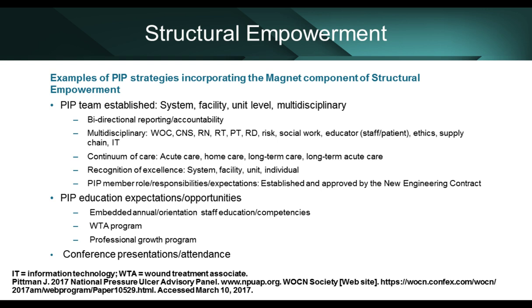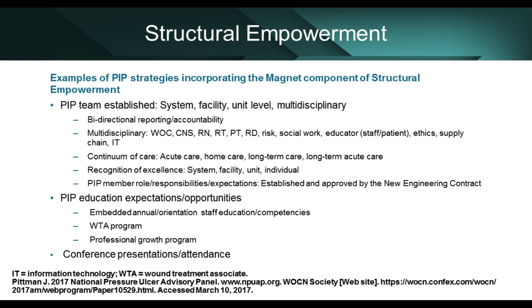So the second element of an effective pressure injury prevention program is structural empowerment, is incorporating that into your program. So as Magnet defines structural empowerment as the conditions under which care is provided, it encompasses organizational, human, environmental, and physical resources. Policies, procedures, systems, and programs are part of this structure. Structural empowerment is the Magnet model component that addresses how the workplace environment supports exemplary professional practice, new knowledge, and improved outcomes.